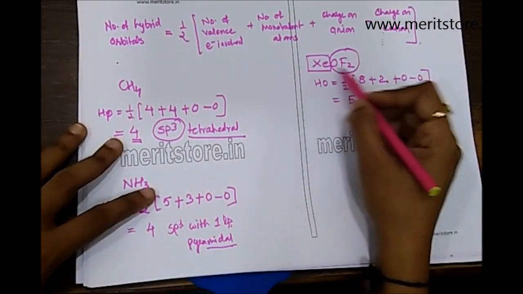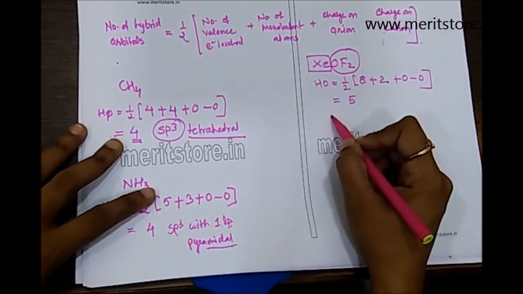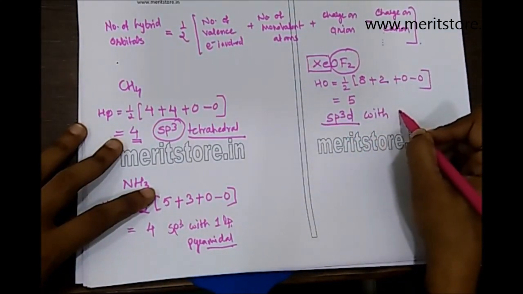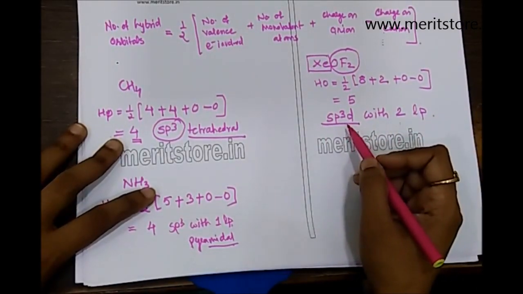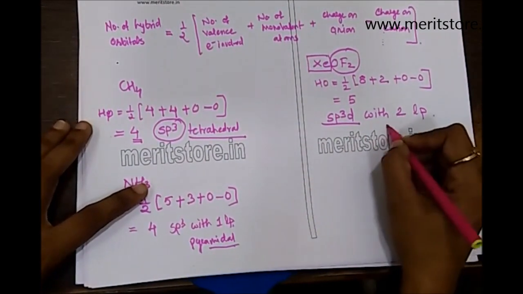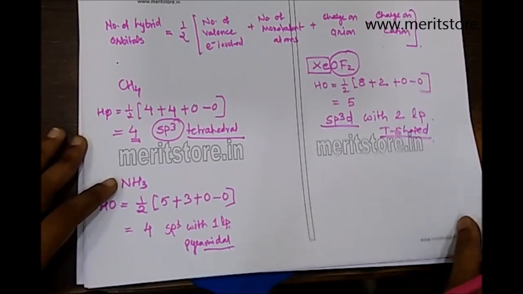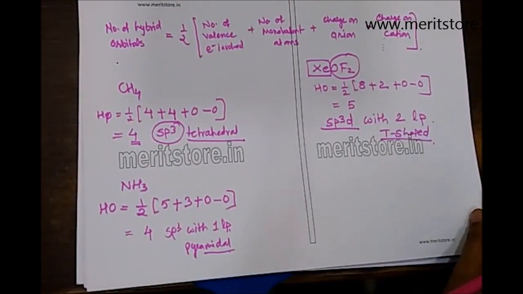But the number of bonded atoms to the xenon is 3. So we have 5 hybrid orbitals, but only 3 bonds are taking place. 5 hybrid orbitals means sp3d hybridization, but only 3 bonds are there. That's why it is with 2 lone pairs. When I have sp3d hybridization, the geometry is trigonal bipyramidal. With 1 lone pair, it becomes seesaw, and with 2 lone pairs, it becomes a T-shaped molecule. So in this way, with this formula, we can calculate the number of hybrid orbitals for different molecules, and also we can find out the geometry of the molecules. In the next part, we'll be talking about the molecular orbital theory.